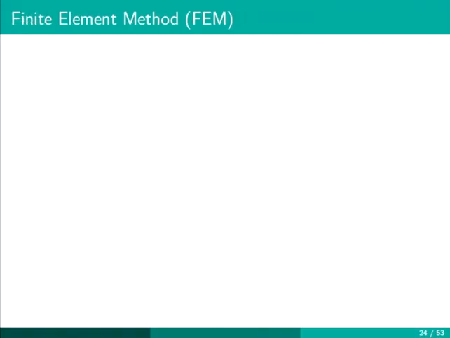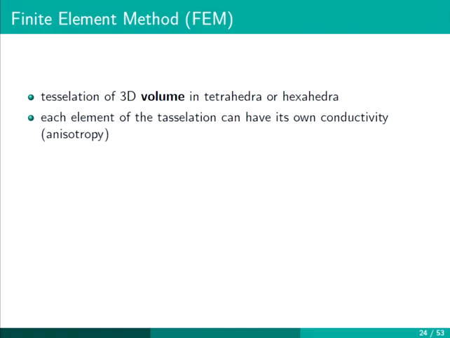As to the FEM, we have a tessellation of the 3D volume in tetrahedra and hexahedra. So with BEM we were dealing with surface meshes. In this case, we need a volumetric mesh. And each element of this tessellation or mesh can have its own conductivity. So in this case, for example, it's easy to embed the anisotropic conductivity, which is not possible in BEM.